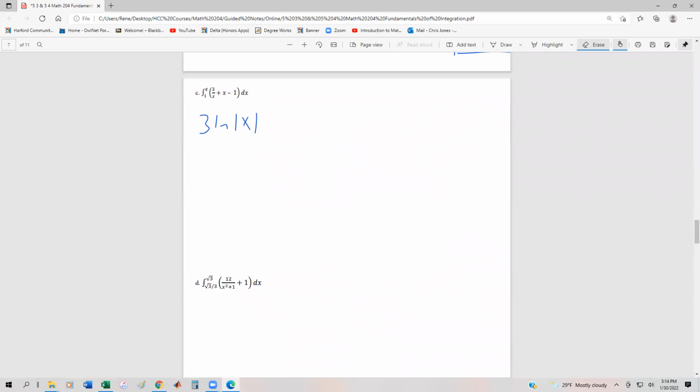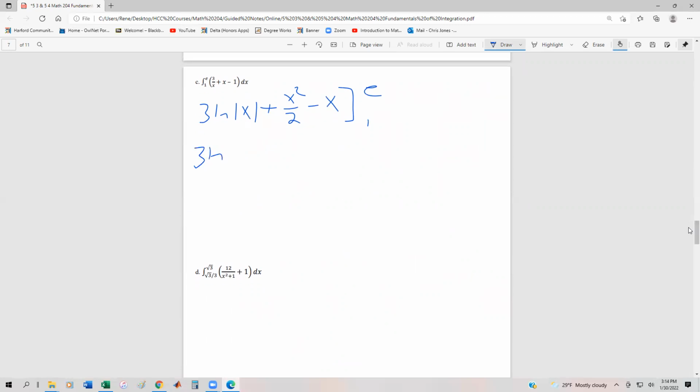We know that the antiderivative of x is we're going to add 1, and divide by 2, and then finally the antiderivative of 1 is going to be 1x. Now we're going to substitute e and 1 back in. So we're going to end up with 3 ln of e plus e squared over 2 minus e. Then we're going to substitute 1 back in. So we get 3 natural log of 1 plus 1 squared over 2 minus 1.